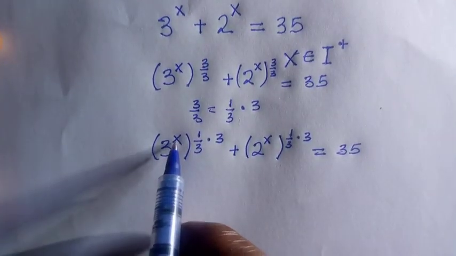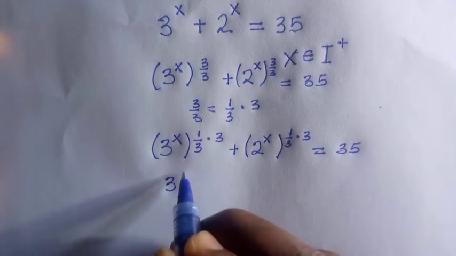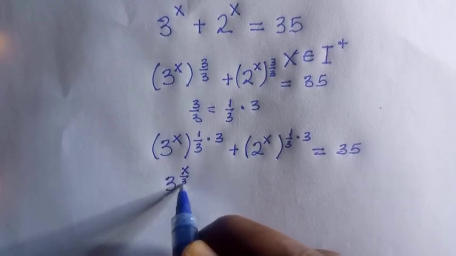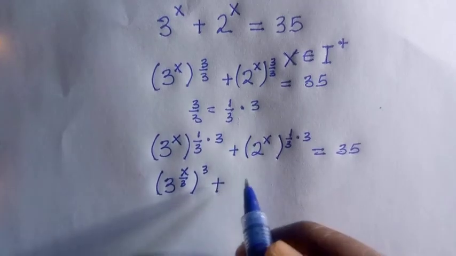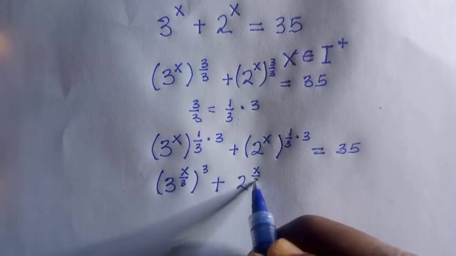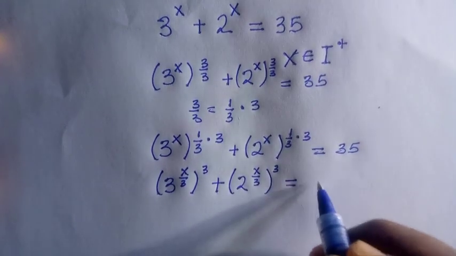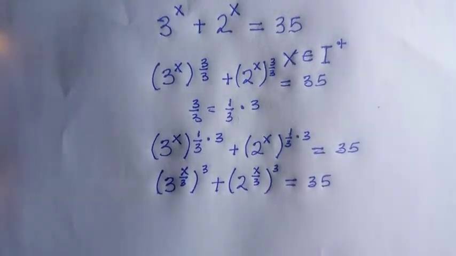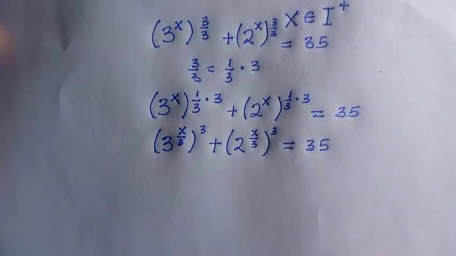Then let's multiply x with 1 divided by 3. So here it becomes 3 to the power of x over 3, all raised to the power of 3, plus similarly 2 to the power of x over 3, all raised to the power of 3, equals 35. So here is what we have.